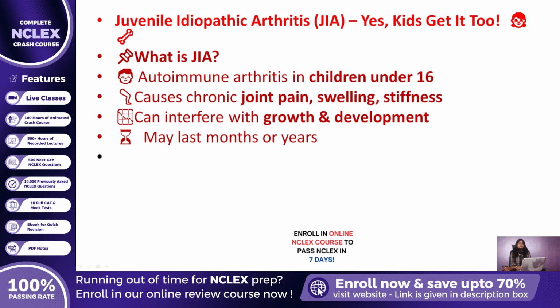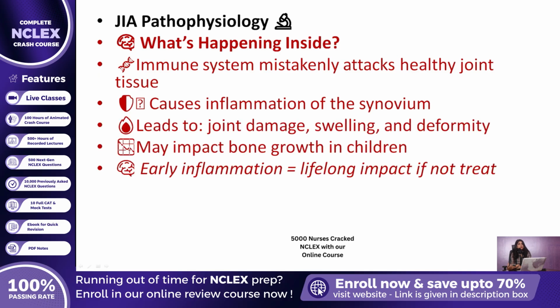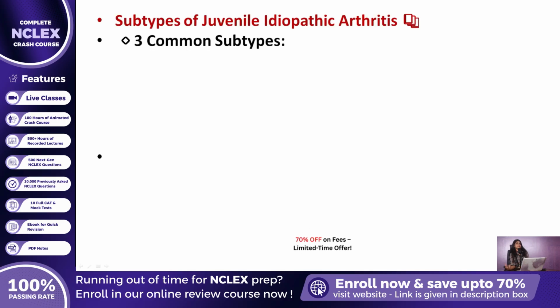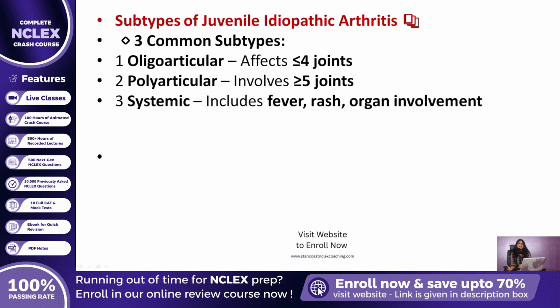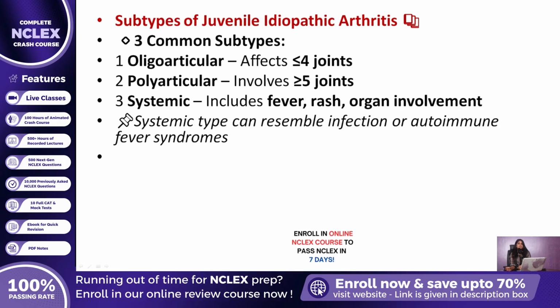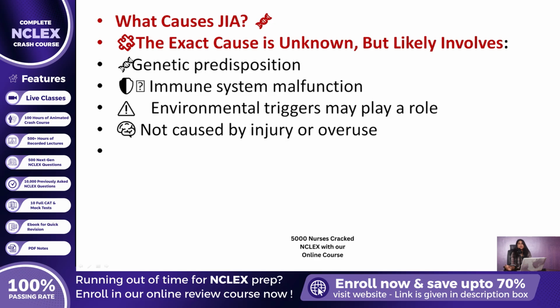and development. There are several subtypes of juvenile idiopathic arthritis, including oligoarticular, which affects a few joints, polyarticular, which involves many joints, and systemic, which includes symptoms like fever and even organ involvement. The exact cause is still unclear, but both immune system dysfunction and genetic factors are believed to play a role.